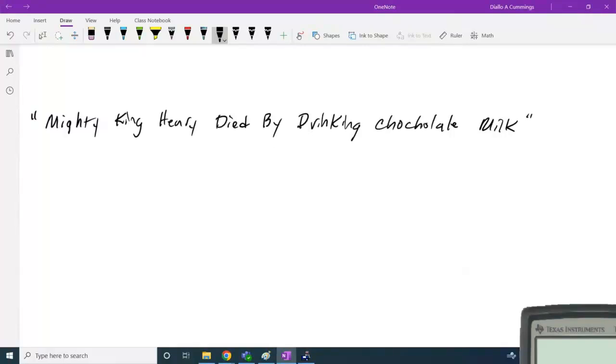And then it's like a wild munching nuts on this. I won't go that far. So mighty King Henry died by drinking chocolate milk.